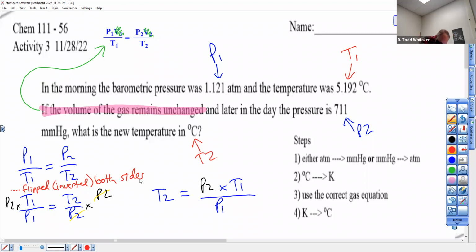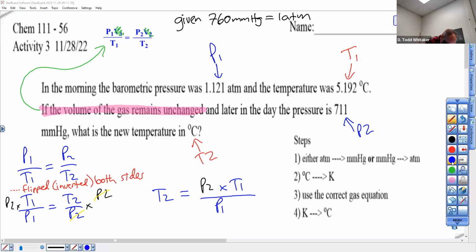Now we can follow my steps. I'm going to convert the ATMs to millimeters mercury because I need the pressures to cancel, and they won't unless they have the same unit. You can see it here, can't you? So ATMs is going to become millimeters mercury. And this would be given 760 mmHg. You've probably memorized it by now. In case you haven't, it will be on the front of your exam.